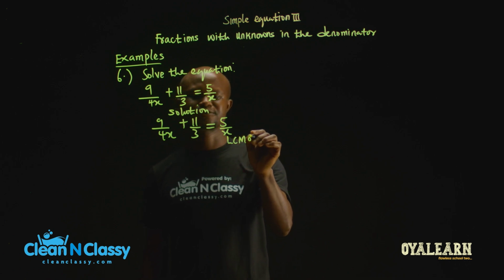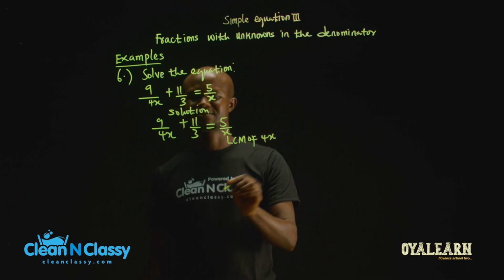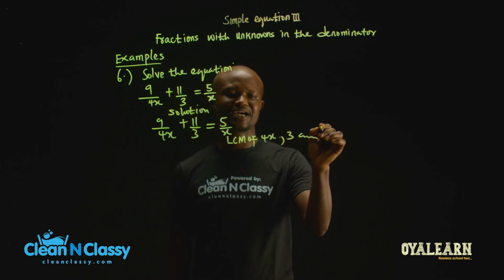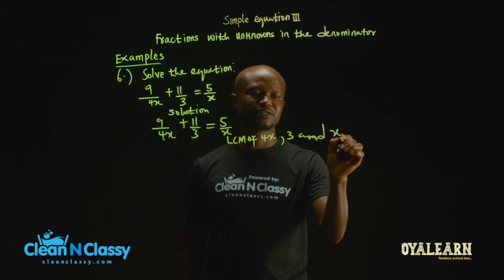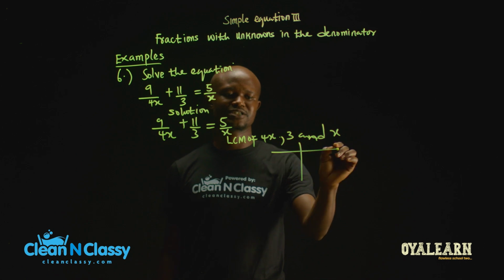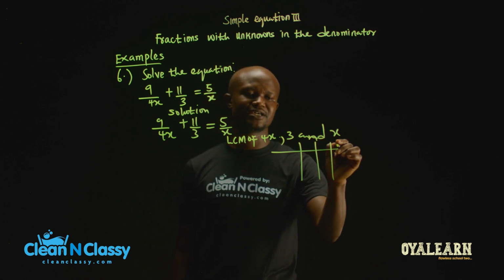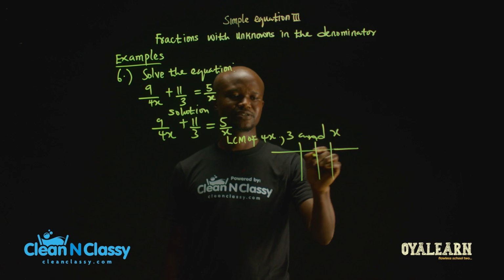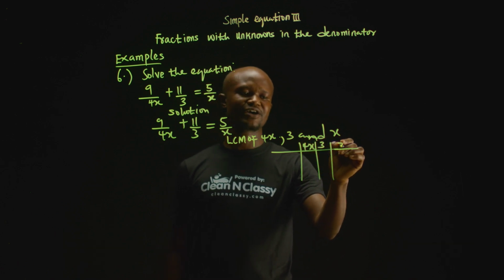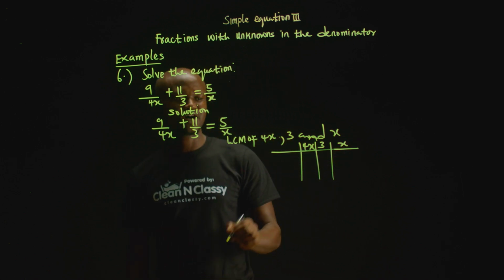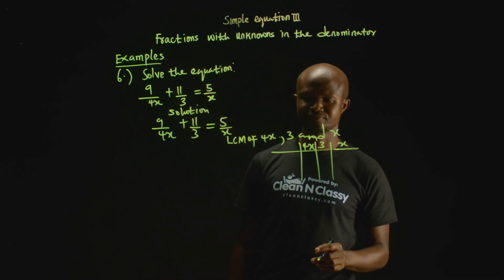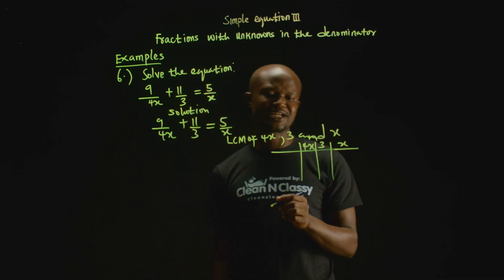LCM of 4x, 3, and x. To get the LCM of the denominators, let's work on our table. Now we have 3 expressions. So we have here 4x, we have 3, and we have x. Now, what can we use to divide 4x? We can use 4x itself also.